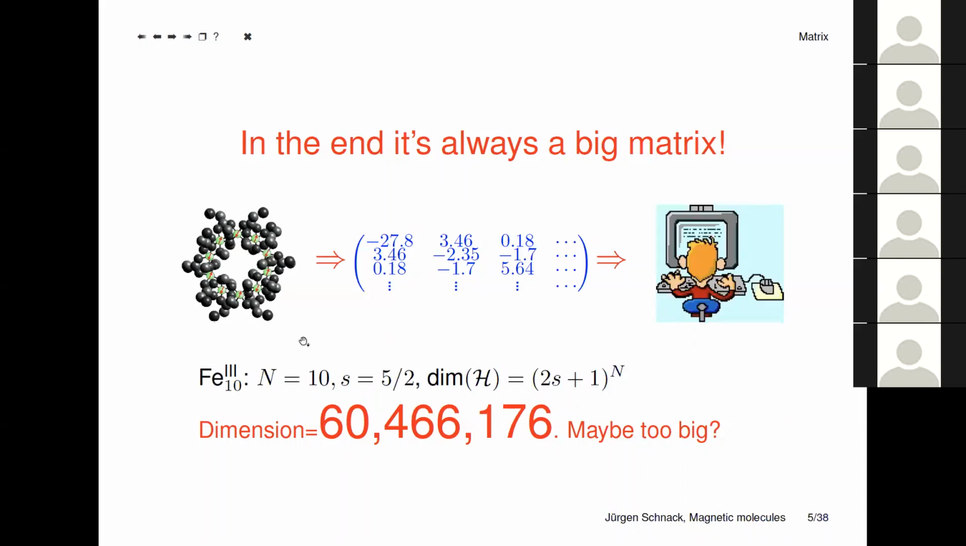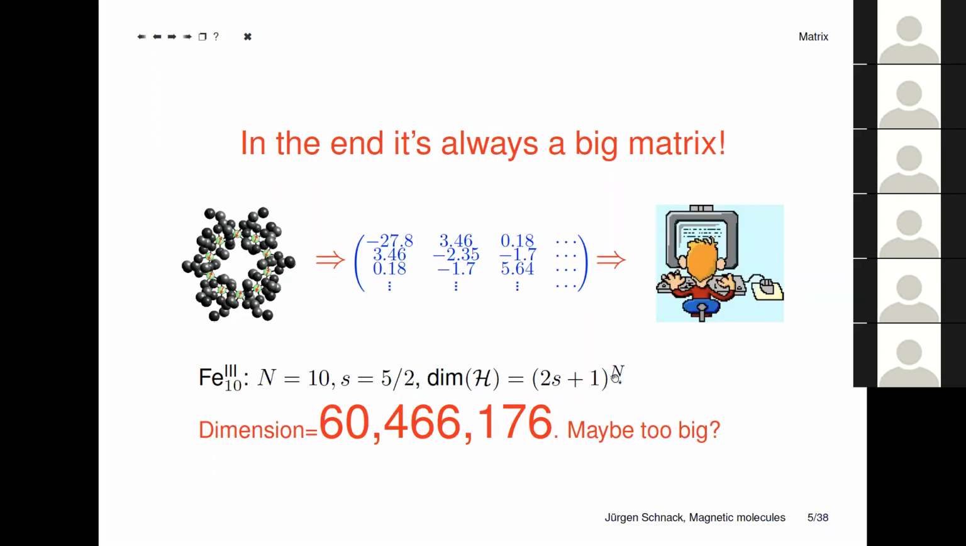And if you now look at this molecule on your left-hand side here, this is a very old, famous one, the so-called ferric wheel, where 10 iron(III) spins form a ring. And since iron(III) has got a spin of 5/2 in this molecule, the dimension of the Hilbert space is roughly 60 million.